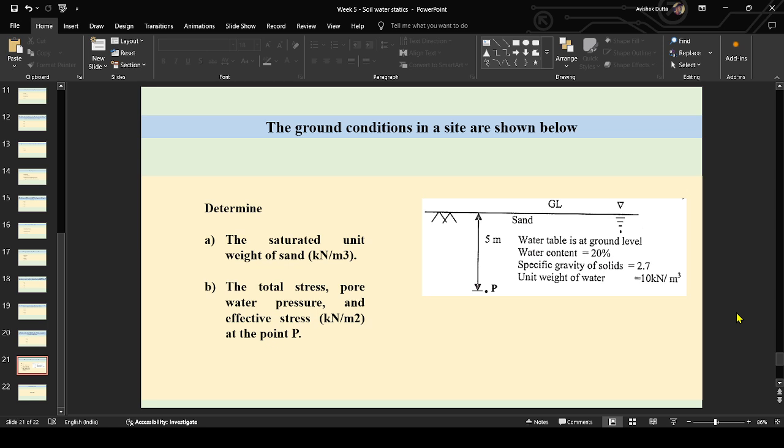So first of all, draw the diagram, or you can take a screenshot also, whatever you are comfortable with, and then find out the saturated unit weight of sand, and then find out the total stress, the pore pressure and effective stress at the point P located at 5 meter below the ground level. Moisture content 20%, soil is sand having specific gravity of soil solids 2.7, and the unit weight of water is 10 kilonewton per meter cube.